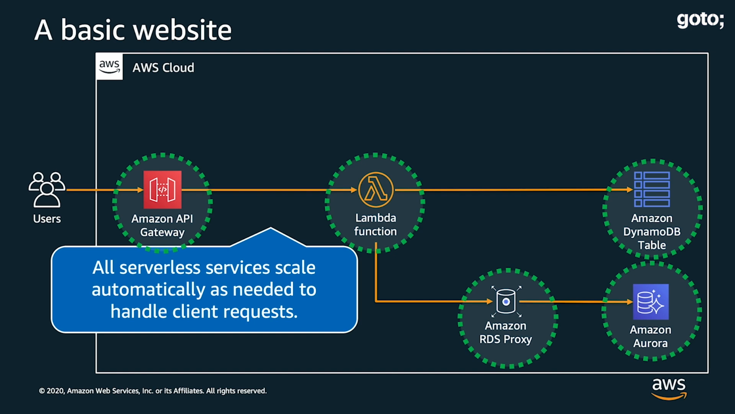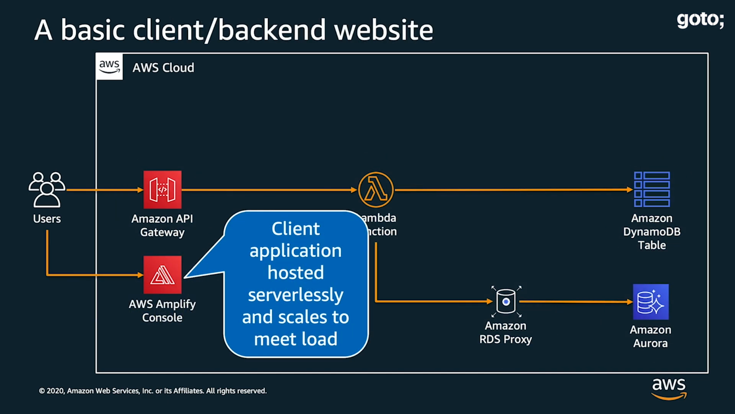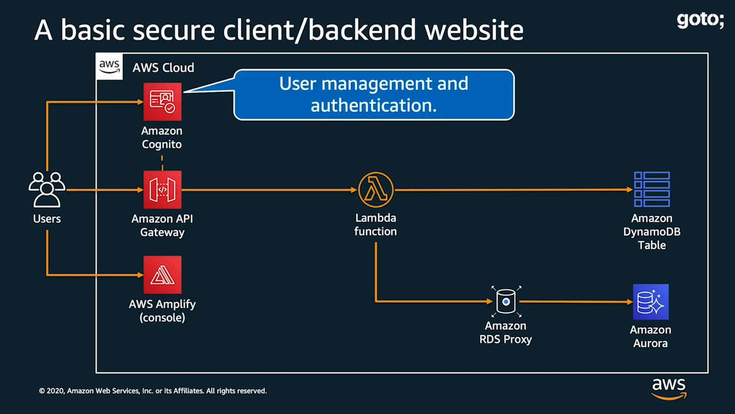Lambda function is going to scale, DynamoDB is going to scale, so on and so forth. So you have massive scalability without having to maintain all the infrastructure under it to do that. Your client application is going to be hosted on AWS Amplify Console, like I was talking about before, and that's going to again be hosted in a serverless, scalable way. And then for authentication, you can actually use Amazon Cognito, which offers user management and authentication.